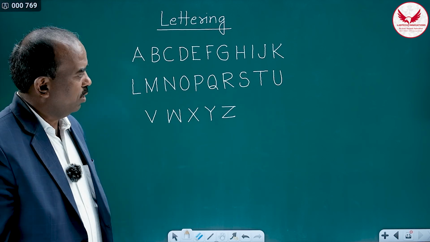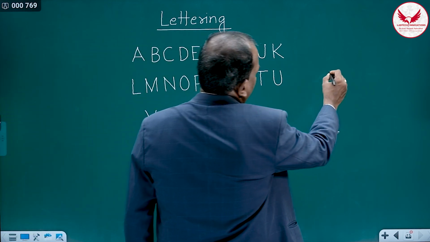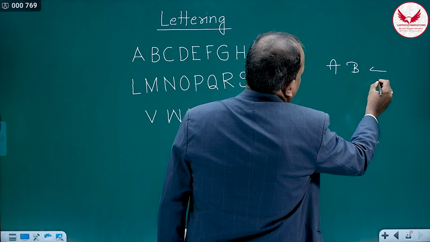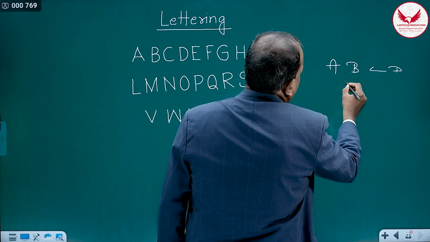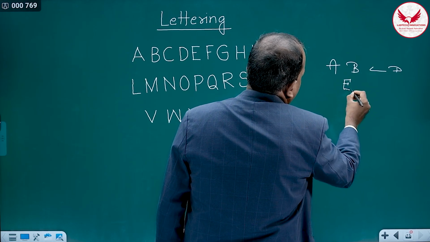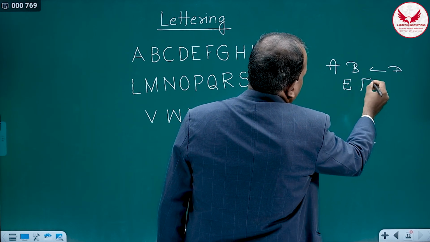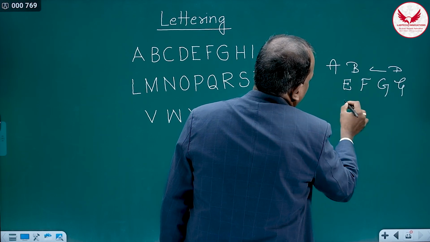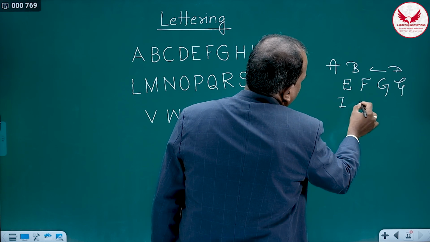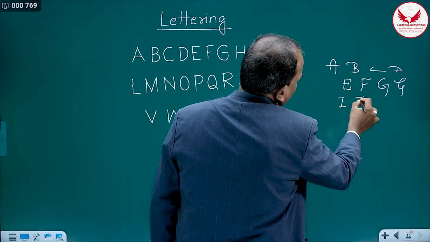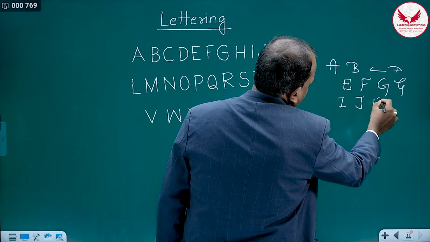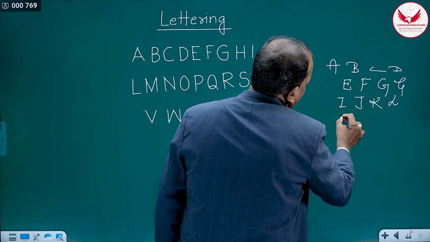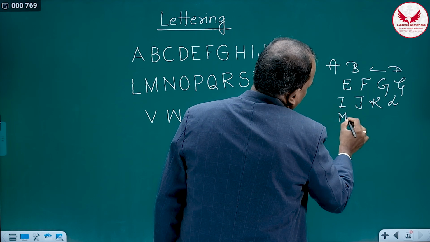And what you have to avoid: never draw A like this, B in this way, C in this way, D like this design, then E, don't make such design, not required. F, it should not be like this. G, avoid in this way or in this way. I, not like this. J also, we have to avoid this horizontal line. K, such design is not required. L, it should not be like this. M, it should not be in this way.